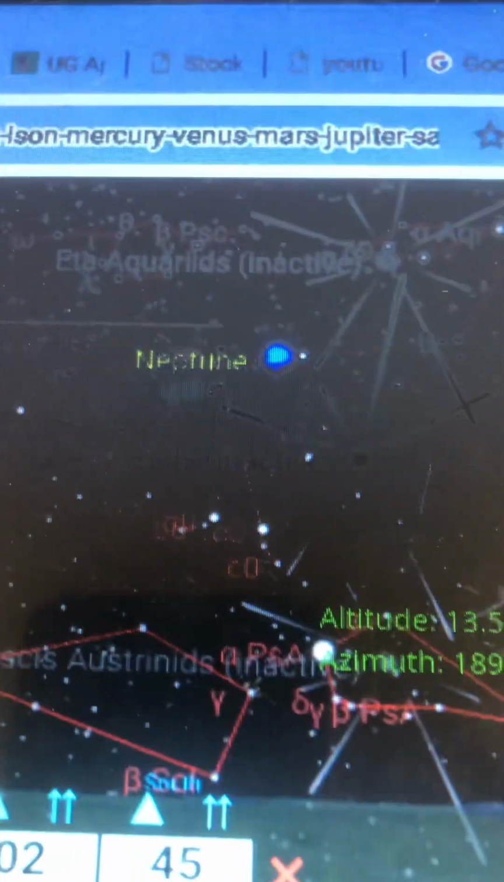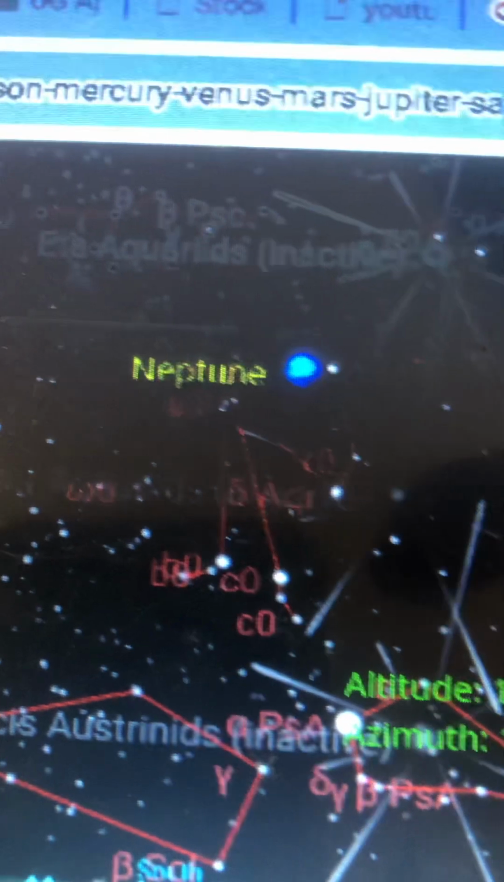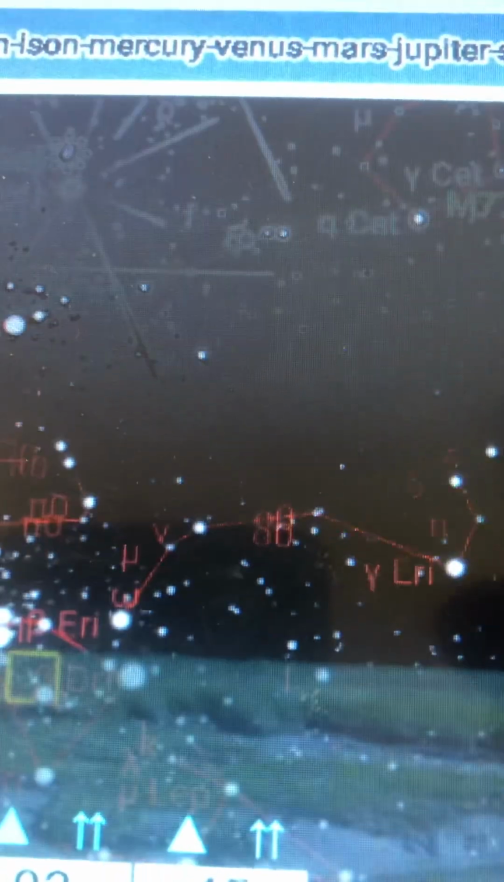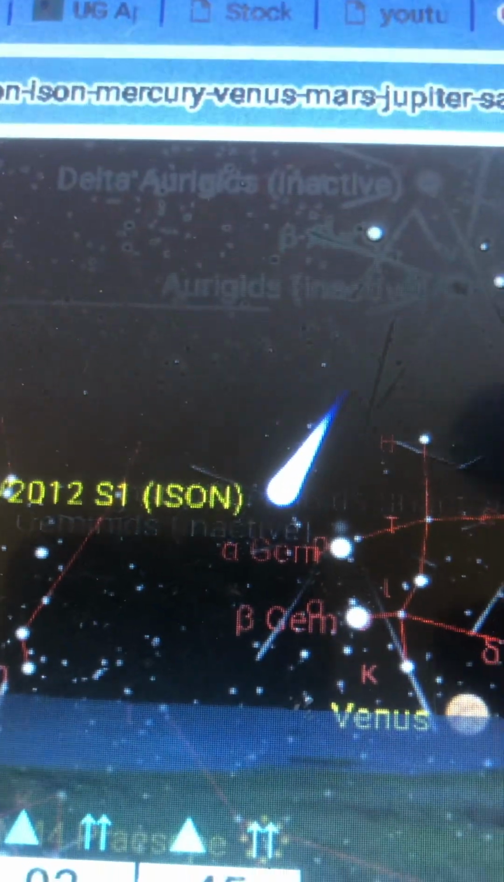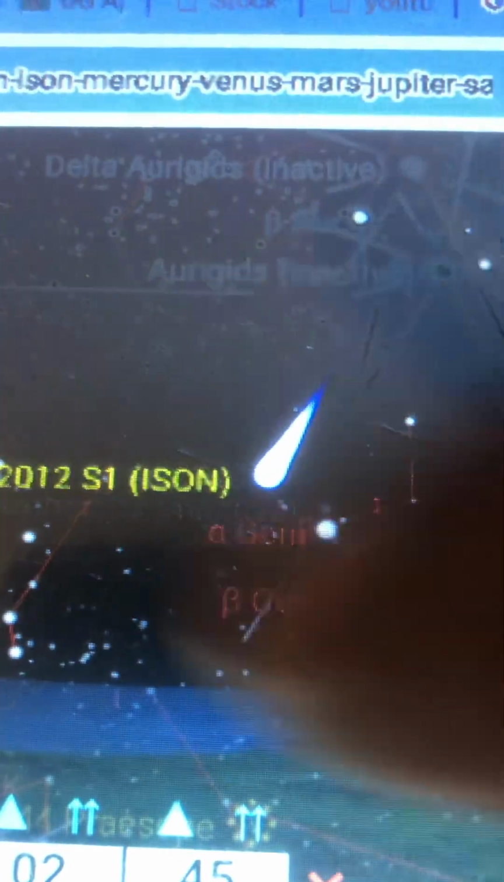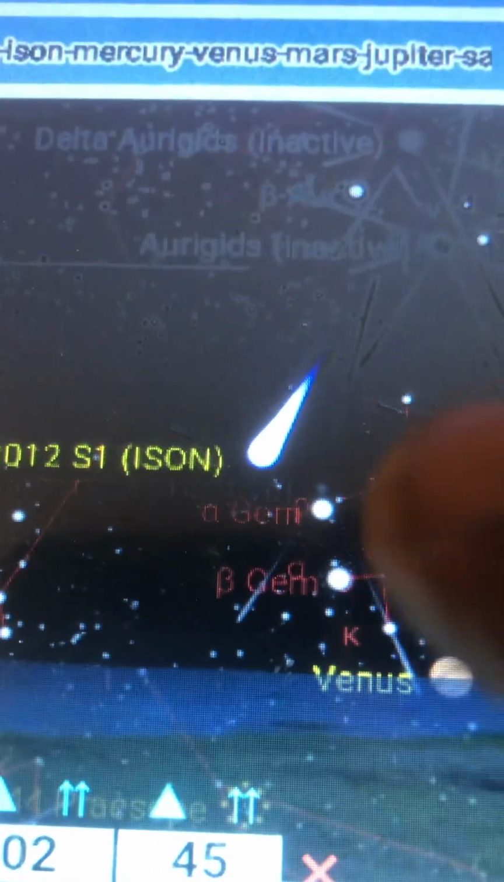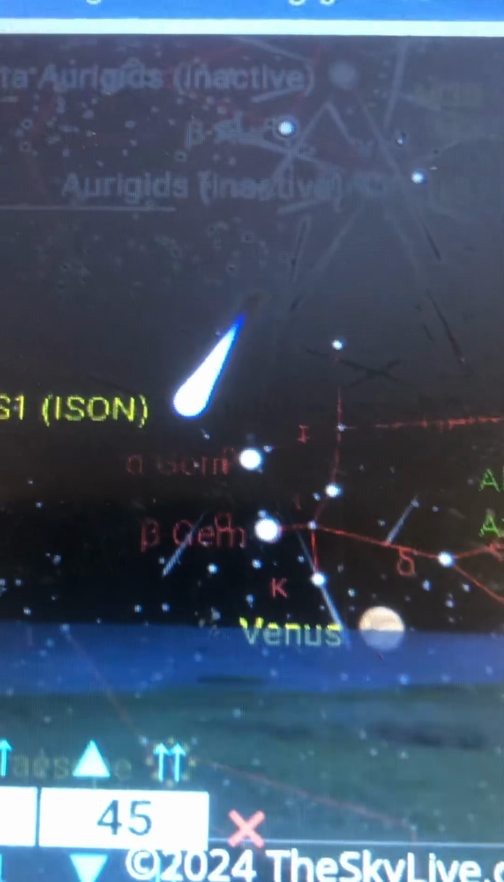There's Neptune. That's letting you know that these eclipses are being created by Comet Ison's presence. Comet Ison is moving the moon off its orbit in order for these eclipses to occur. As you see, the moon is not even on this side of the planet. The moon is supposed to be on the night side of the planet. But since Comet Ison was there at that time, it pushed the moon over to the daytime side of the planet. That's why we have the eclipse.